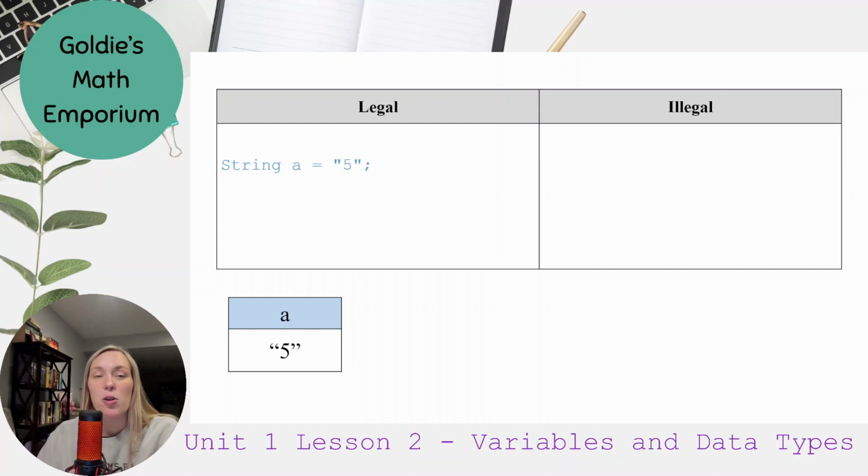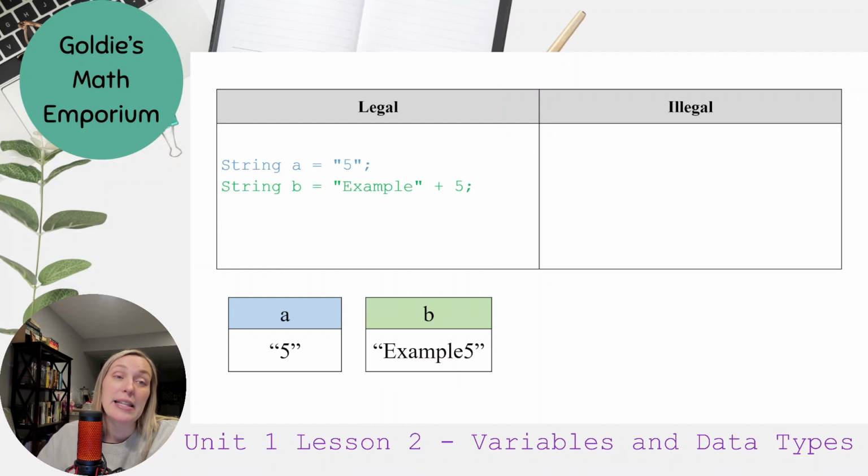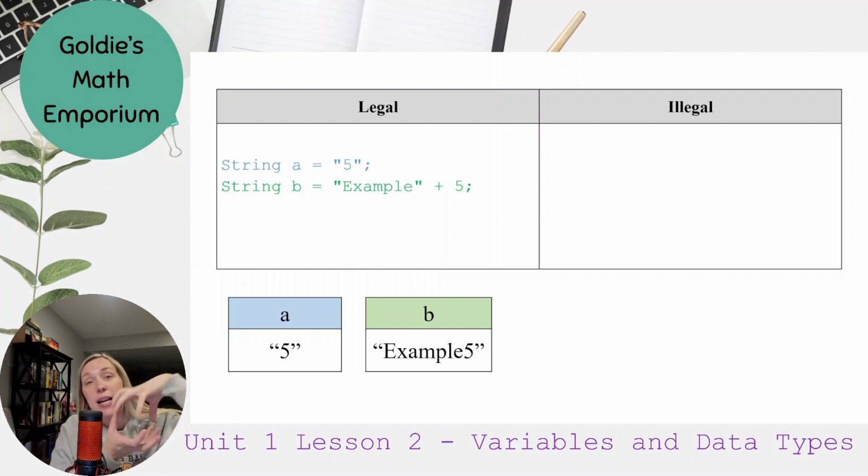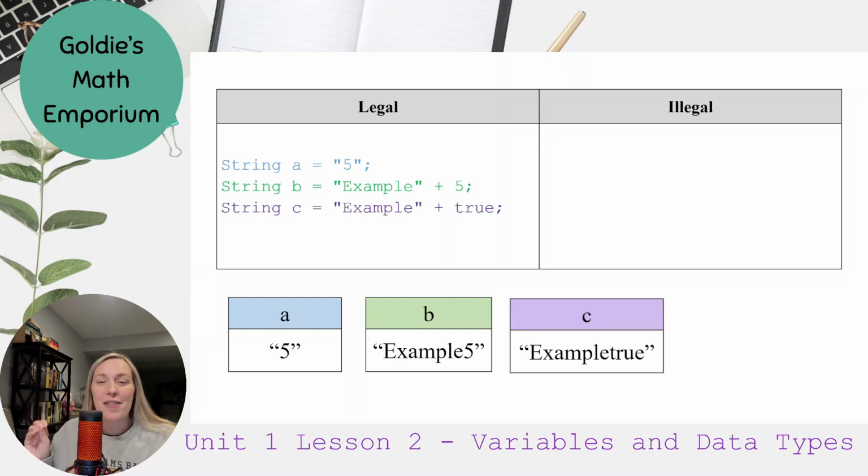I have these little boxes to try to get you to visualize those containers. If I have something like string B equals example plus 5, as I said before, if you have something in quotations pushed together with something else that's not in quotations, Java is going to treat that as one giant string. So what gets stored in our variable B is going to be example 5. It's going to just push everything together. C, our example plus true. Again, true is a keyword that is a Boolean value, stored in a Boolean data type. But if you mix a string and a Boolean data type, you still get a string.